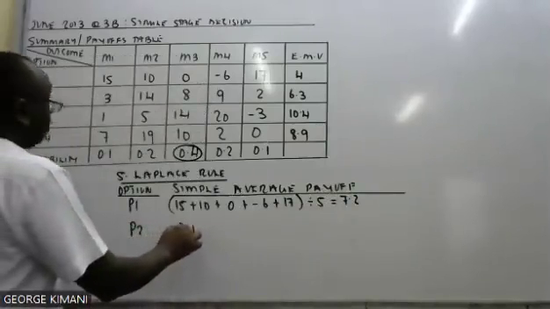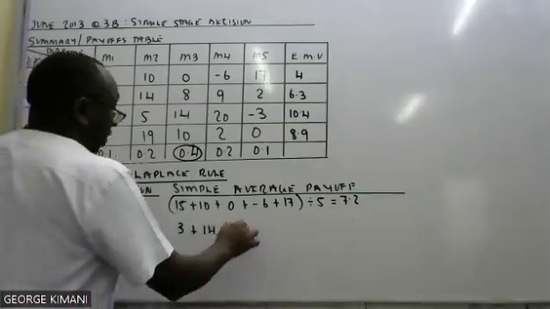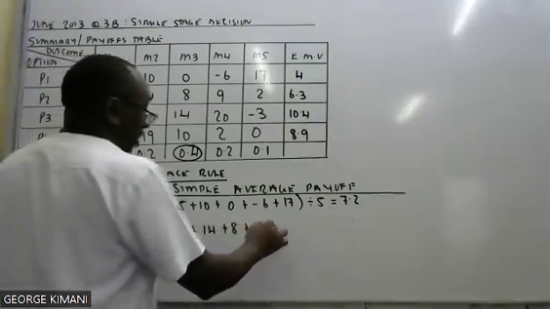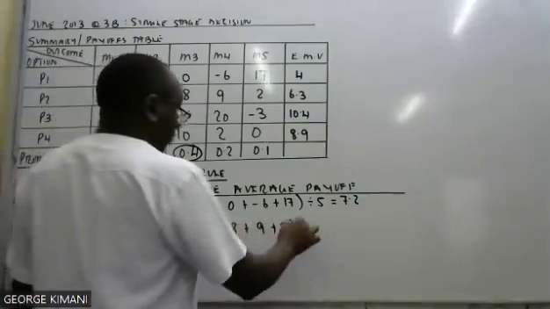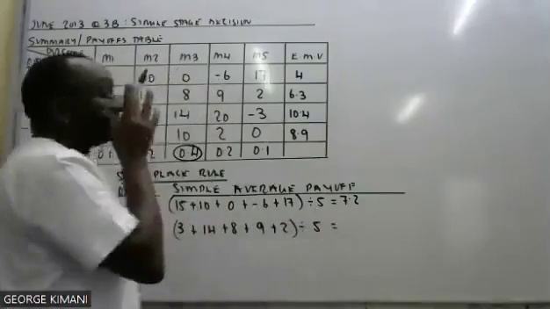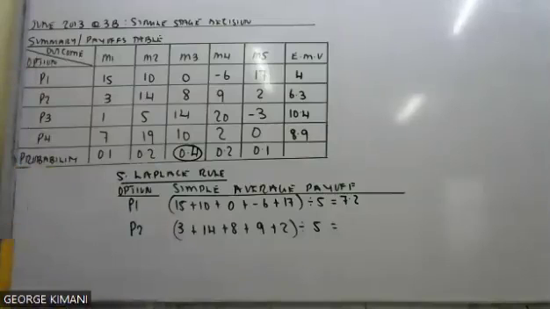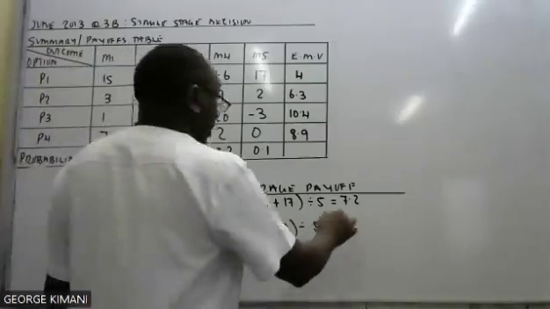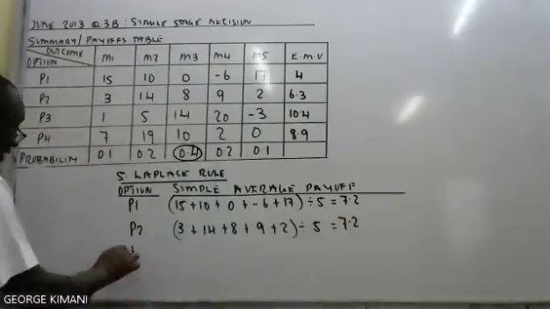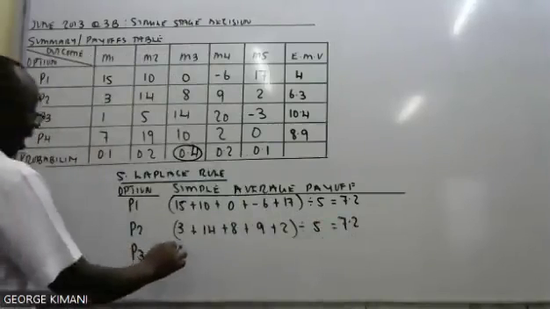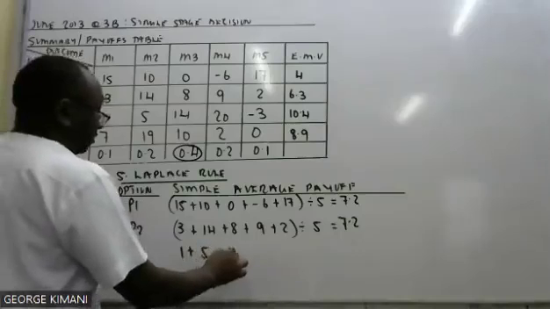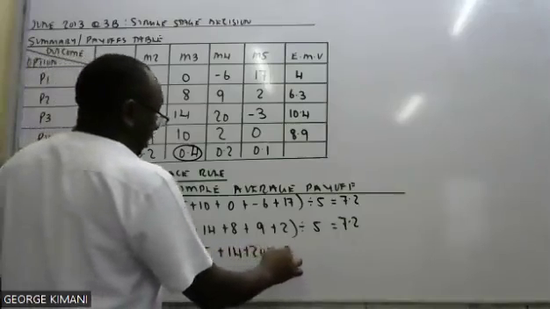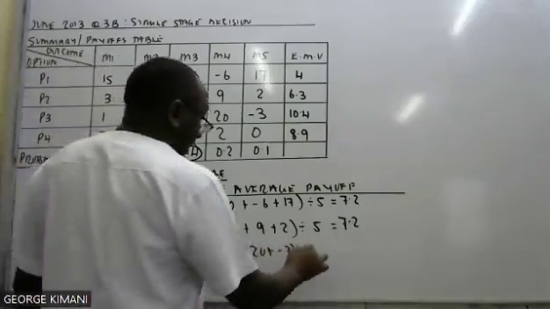P2 we have 3 plus 14 plus 8 plus 9 plus 2. Another 7.2. Okay. P3 is 1 plus 5 plus 14 plus 20 plus minus 3. Divide by 5.